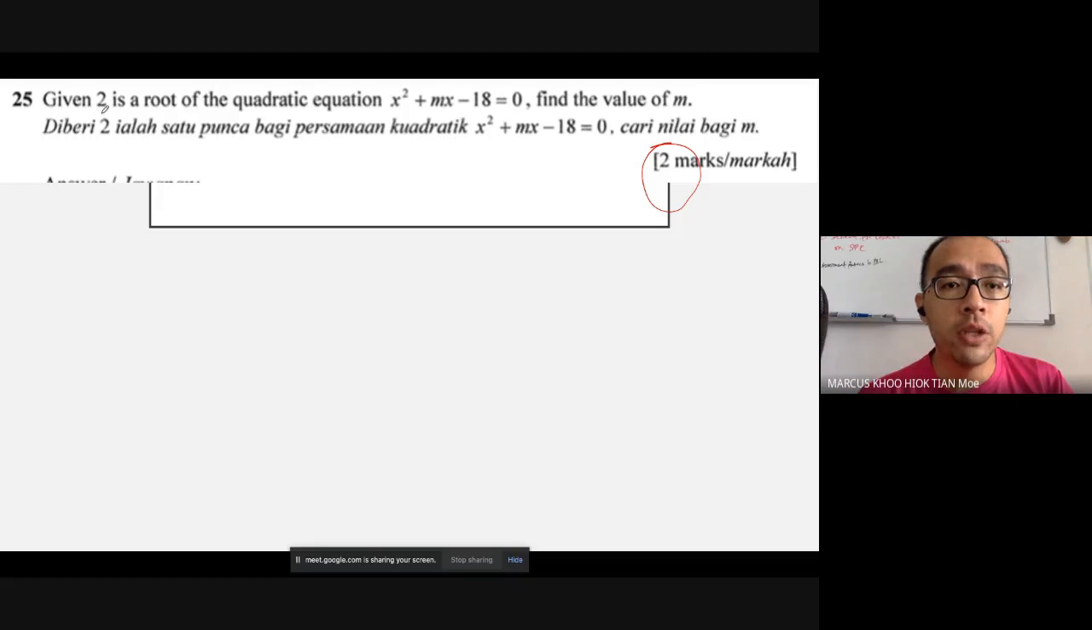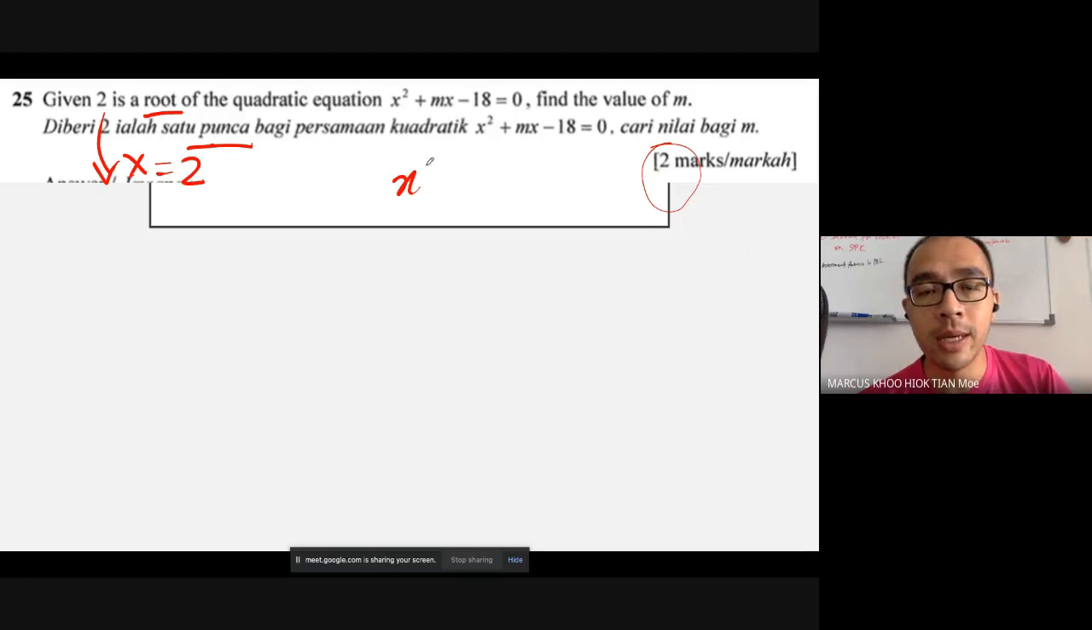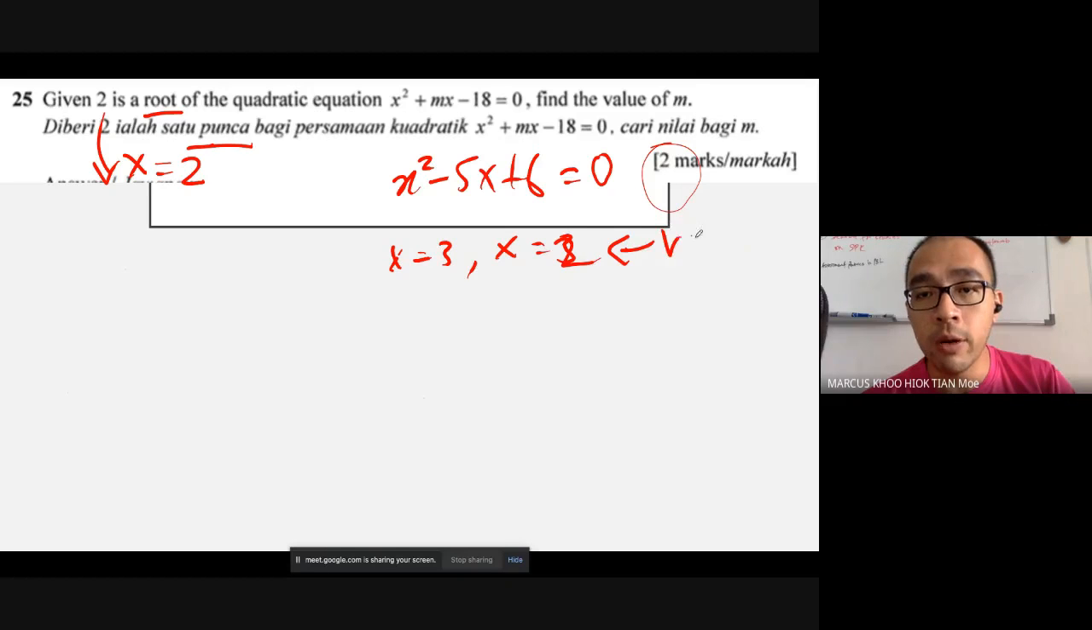Given 2 is the root, 2 adalah satu punca, which means x equals to 2. Sebab bila kita quadratic function kan, let's say x squared minus 5x plus 6 equals to 0, then kita EQN, terus kita dapat x equals to 3 and x equals to 2. Guys, ini dipanggil sebagai root. So bila kita gantikan x, kita akan dapat nilai 0. So basically, this question is telling you that x sama dengan 2. Cari nilai m. Very easy, right?